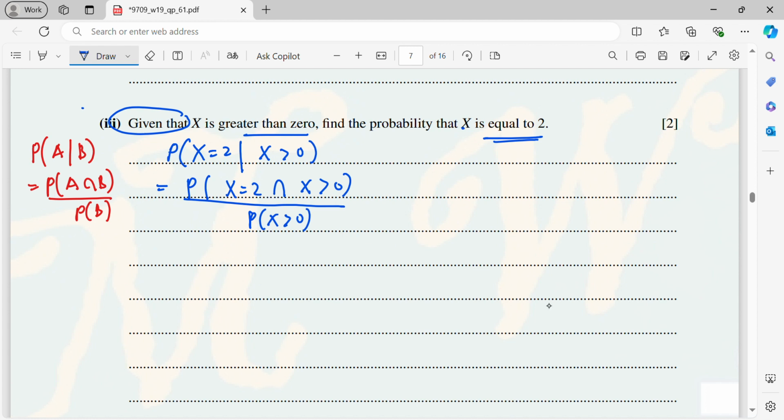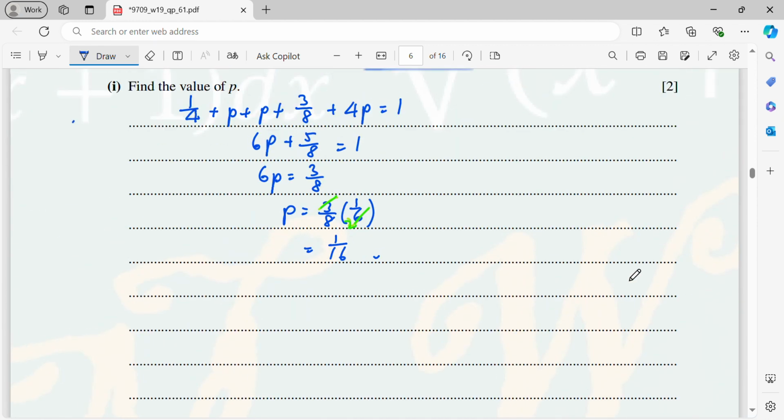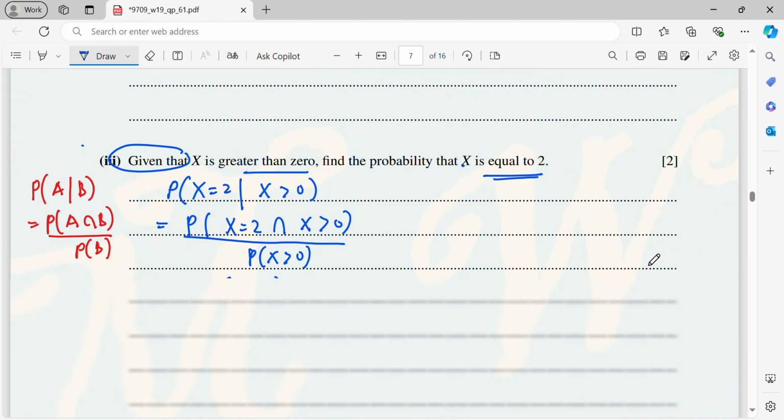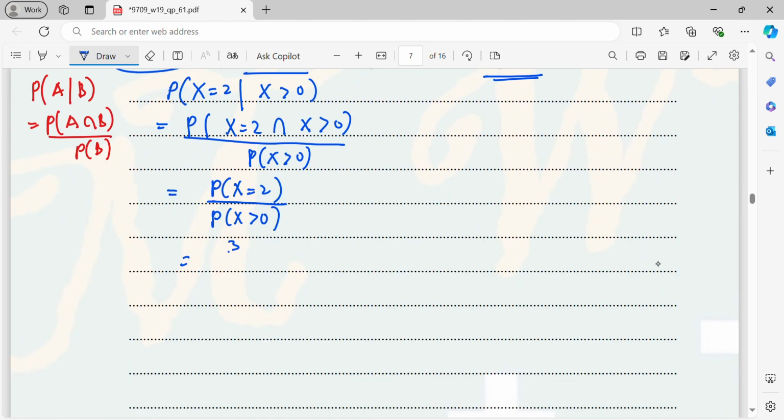So now, P(X equals 2) intersect with P(X greater than 0). Actually, the intersection is P(X equals 2), then over P(X greater than 0). So refer to the table, P(X equals 2), the probability is 3 over 8. So here I will write 3 over 8 over P(X greater than 0). X greater than 0 means that it will be X equals 1, 2, and 4.